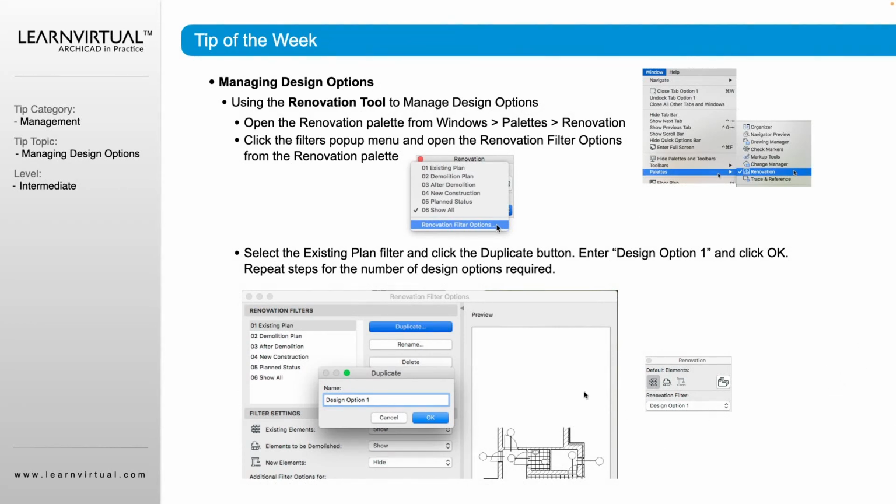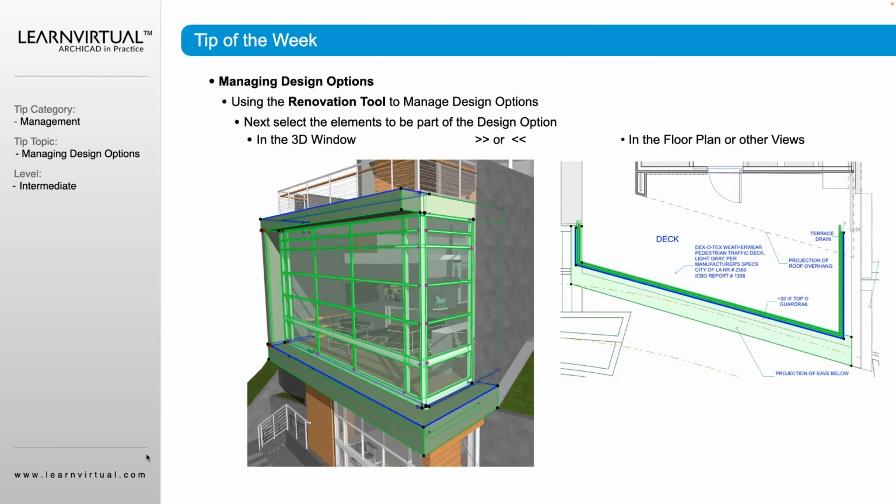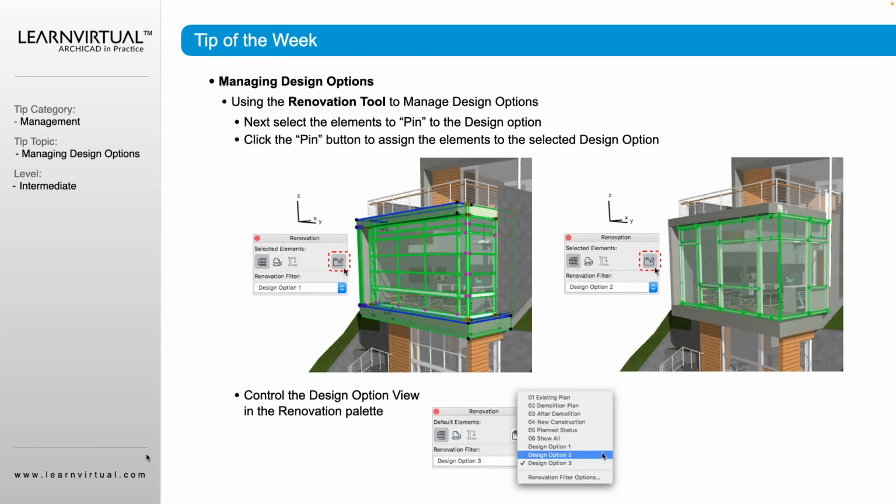Now let's move on to option 2. We create another renovation filter for design option 2. We build in our new elements just like we did before. This time we pin them to the design option 2 renovation filter. Okay, and this is going to work nicely and cleanly for both our 3D window and our floor plan view. And this just again goes through pinning it, and you can kind of see how your icons, your nodes here change a little bit. This is pre-pinned, this is post-pinned. Your nodes look a little different.